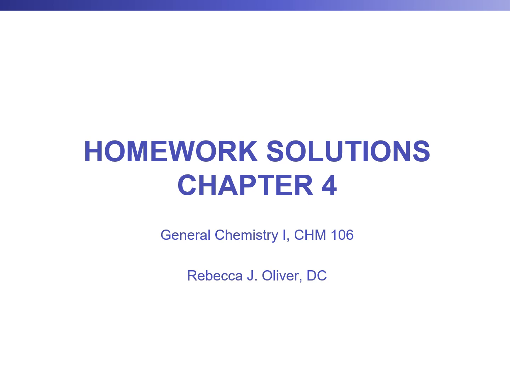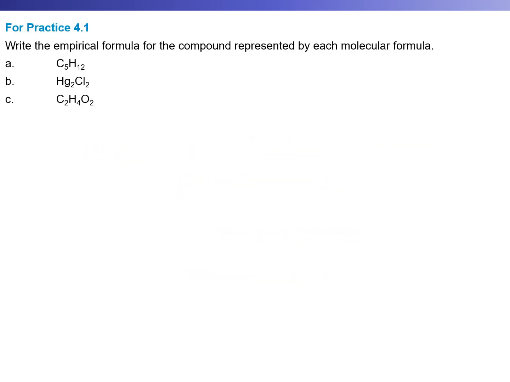Let's get started. All right, so the first problem in this unit is wanting us to write the empirical formula for the compounds that we're given. So let's take a look at what we got here. So our first compound is a hydrocarbon. This is called pentane, not that you need to know that.